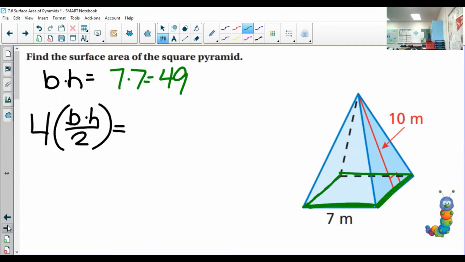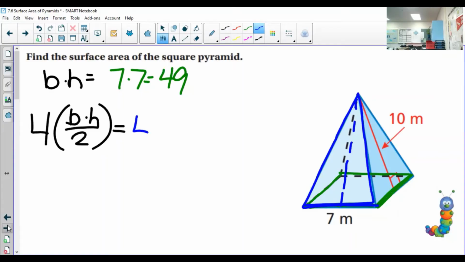Okay, so I'm going to switch over to blue. Here we go. Okay, this triangle right here. So my base, I have 7. And my height, which would be straight up and down, see how they have this red line? Remember, the red is a measurement. So we know that the height is going to be 10.